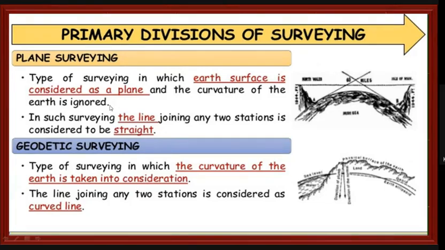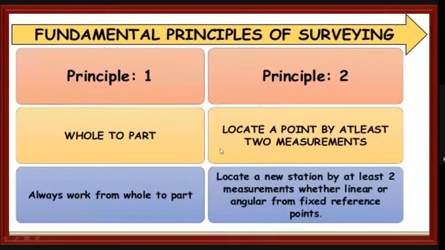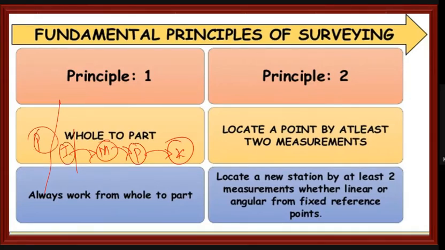In plane surveying we consider the Earth as flat, but in geodetic surveying we consider the actual curvature of the Earth. These are some differences between plane surveying and geodetic surveying, and I have explained the principles. The first one is working from whole to part: this is your border, Pakistan, India. In India, Maharashtra; in Maharashtra, Pune; and from Pune to Karachi. This is called working from whole to part.